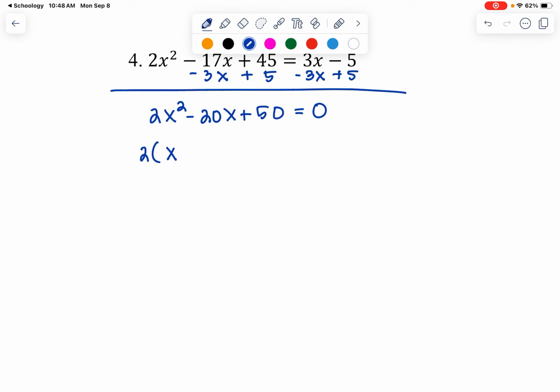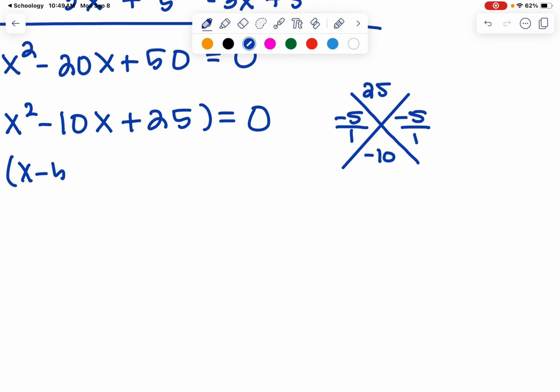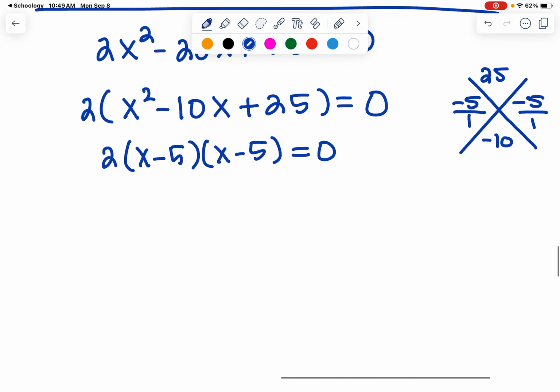So if I factor out the 2, I have x squared minus 10x plus 25 equals 0. Factoring this, two numbers that multiply to give me 25 and add to give me negative 10 are negative 5 and negative 5. Divide by your lead coefficient of 1. So this factors to x minus 5 times x minus 5, or x minus 5 quantity squared. Don't forget about that 2 in front. And then if you set each factor equal to 0 and solve, the 2 has no x in it, so I don't have to set it equal to 0. This has an x in it, but it's a repeated factor, so I'm not going to set both. So I just got x minus 5 equals 0, x equals 5.